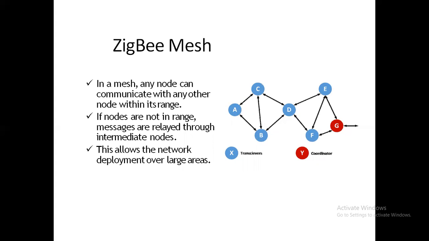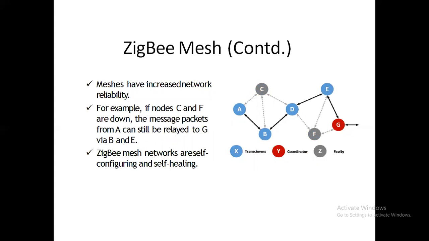Zigbee mesh. In a mesh, any node can communicate with any node within its range. If nodes are not in range, messages are relayed through intermediate nodes. This allows the network to be deployed over large areas. Meshes have increased network reliability. For example, if nodes C and F are down, the message packets from A can still be relayed to G over B and E. Okay, so Zigbee mesh networks are self-configuring and self-healing.